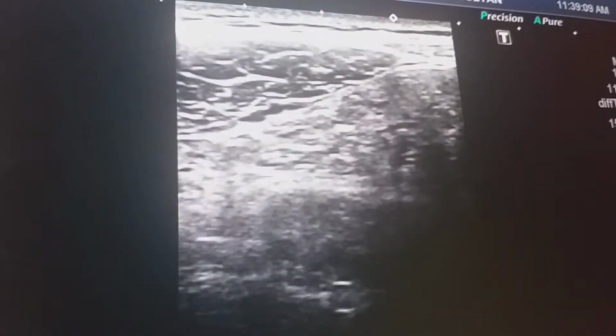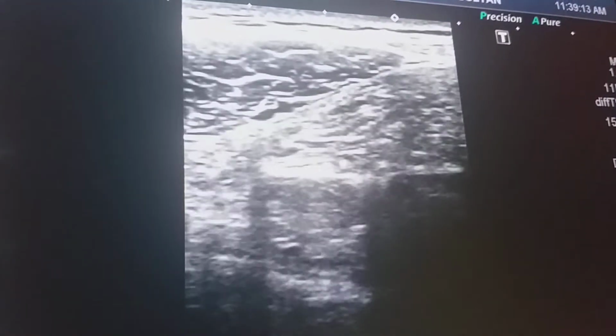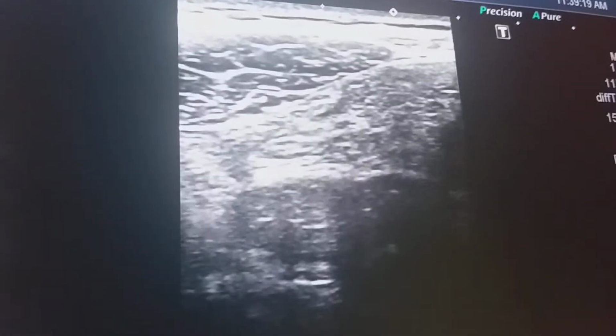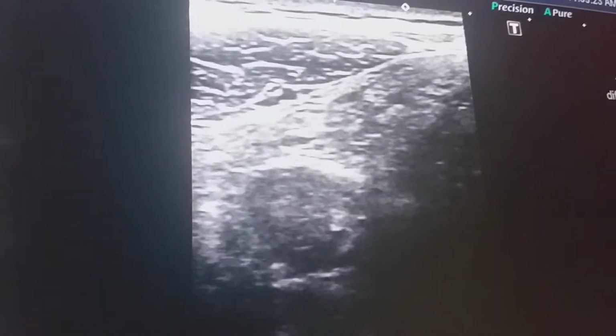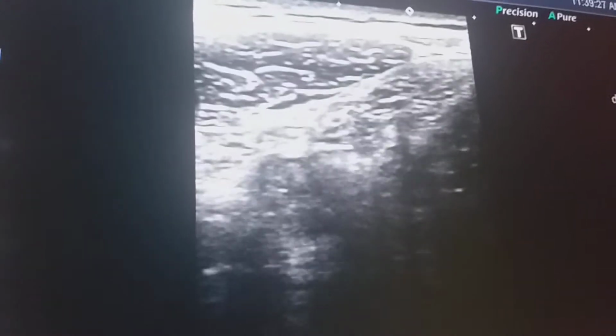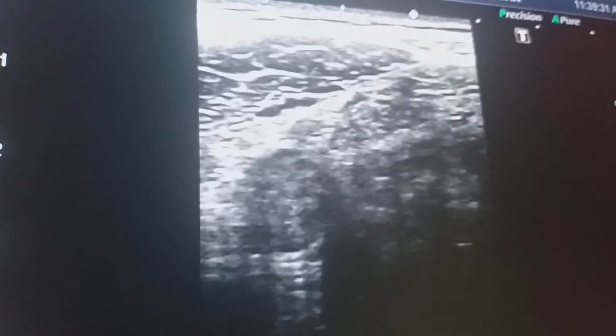Dear colleagues, this is a young adult male patient with a complaint of swelling over the left inguinal region, who has been referred for confirmation of whether it is an indirect or direct inguinal hernia.